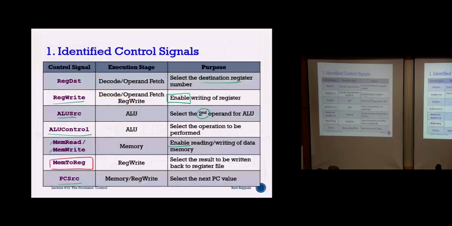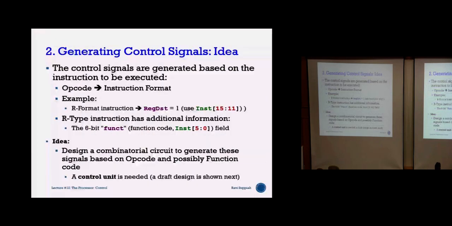Okay, so these are the signals. The main idea of controlling these control signals is to again decide the format or the flow of the data through your processor. We're going to look at that in the next few slides here.